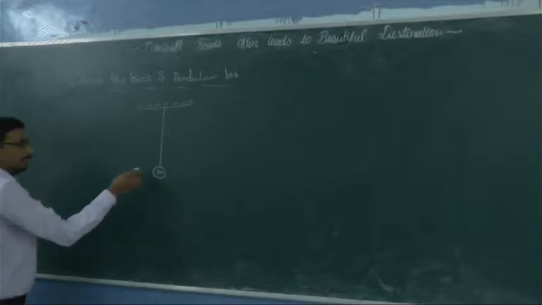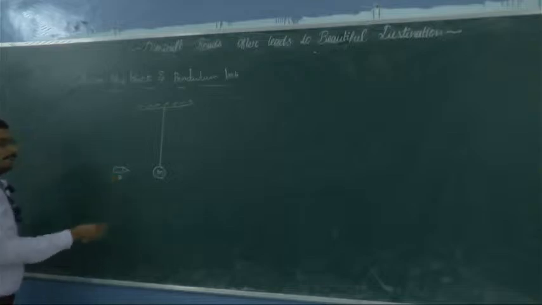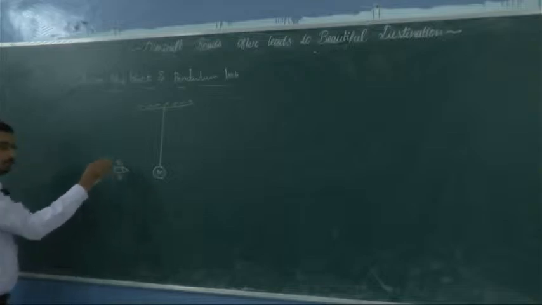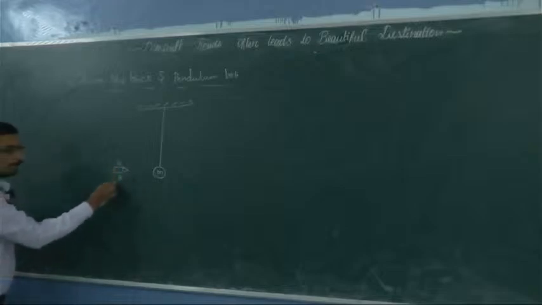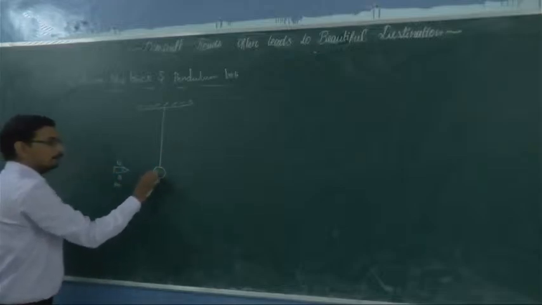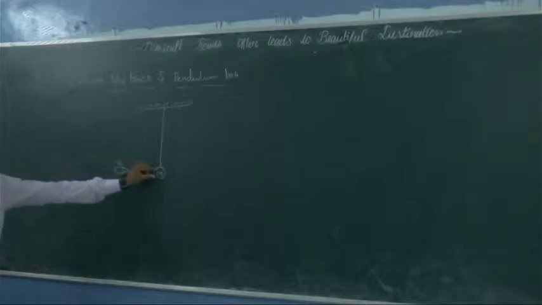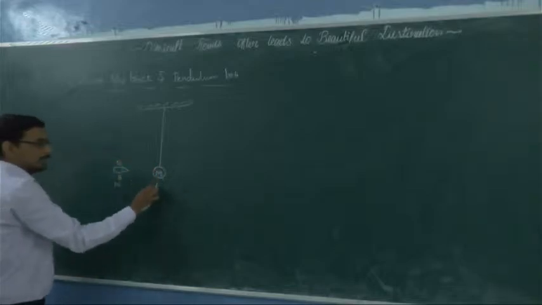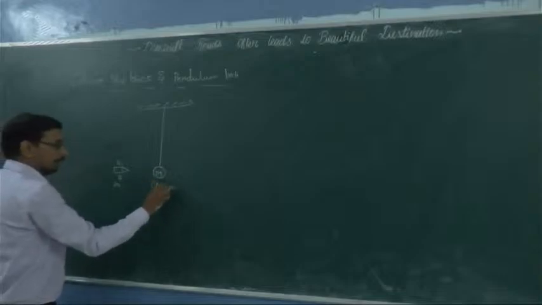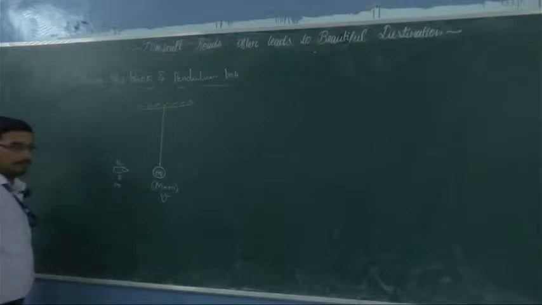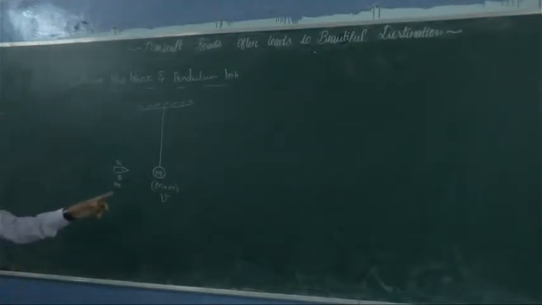Now the bob is going to be hit by a bullet. This is the bullet, and its initial velocity is u. The mass of the bullet is small m, and the mass of the bob is capital M. Now the bullet is going to hit the bob so that the system will move together with a velocity called v. So what is v? Velocity of the combined system, that is bullet plus bob.